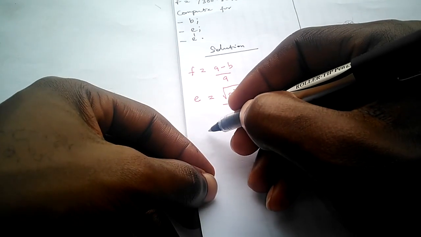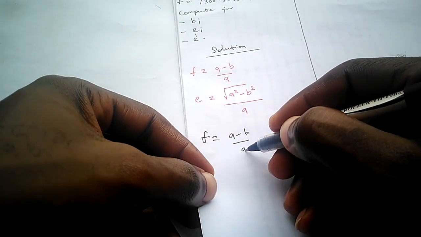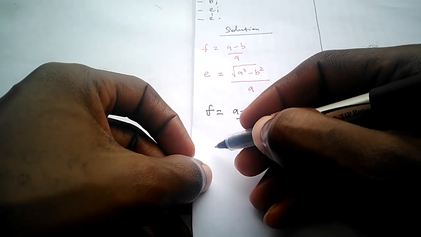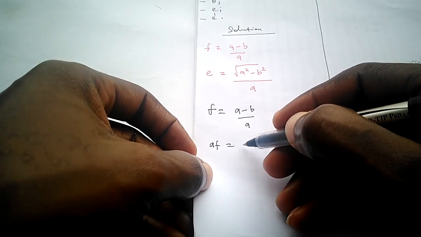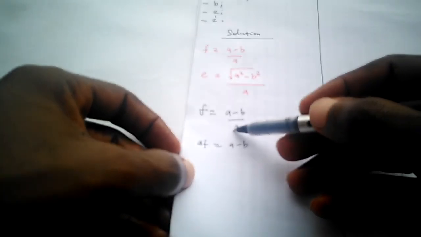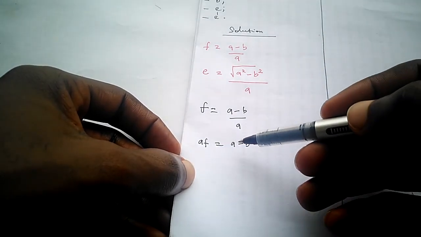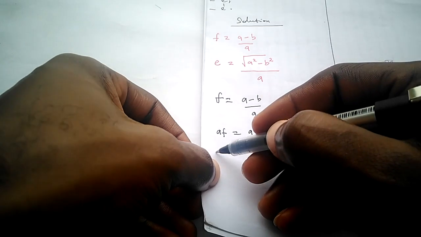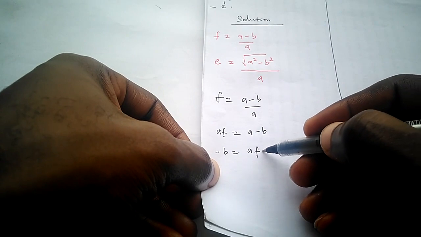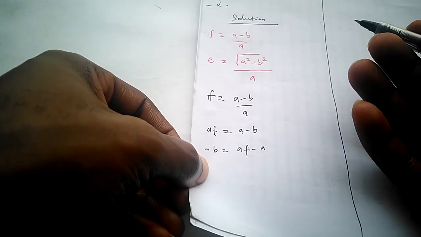So now let's come down. We have F equal to A minus B all over A, and we want to make B the subject of the formula. The first thing is, we have AF equal to A minus B. How did we get to this point? We cross multiplied, this multiplied by this and this multiplied by this. So we have AF equal to A minus B. Since we need B, we can have minus B equal to AF minus A, which means this A here crossing over to this side. These are just basic arithmetic, but we just have to do it.